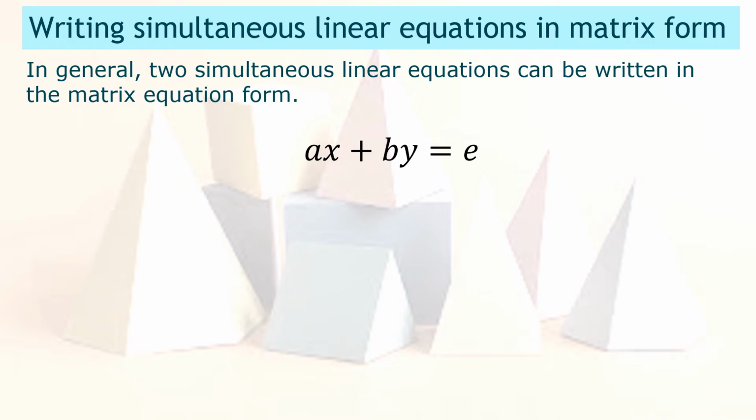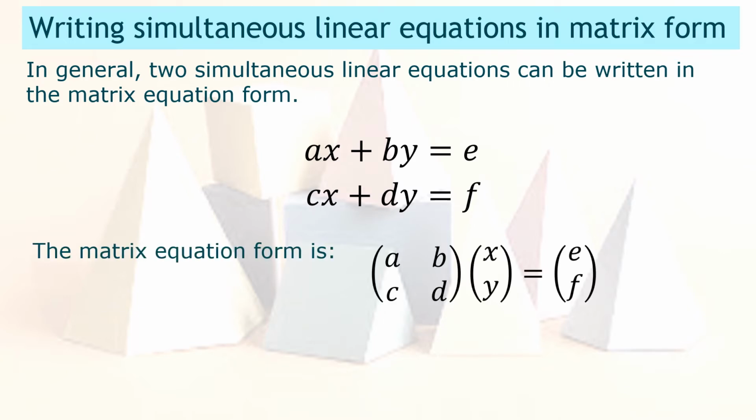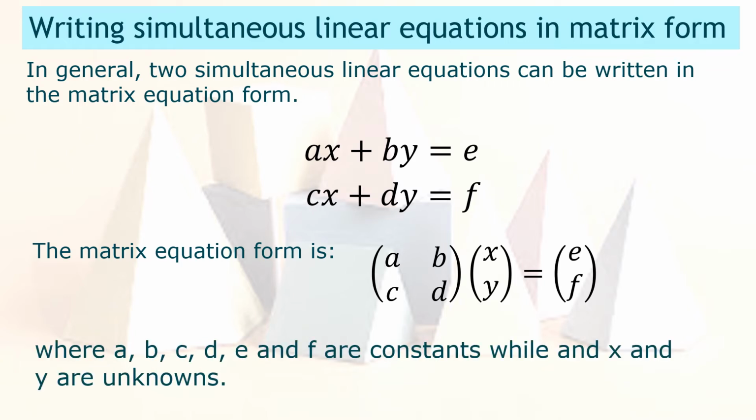ax + by = e, cx + dy = f. The matrix equation form is [a b; c d] times [x; y] equals [e; f], where a, b, c, d, e, and f are constants, while x and y are unknowns.